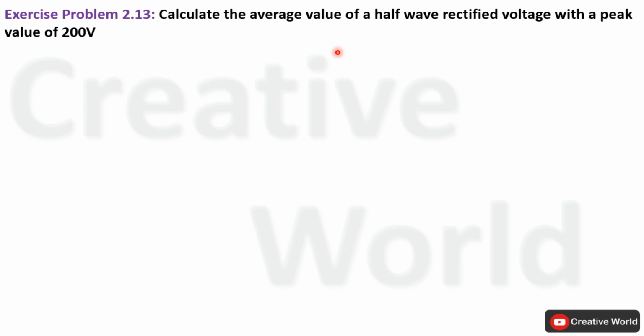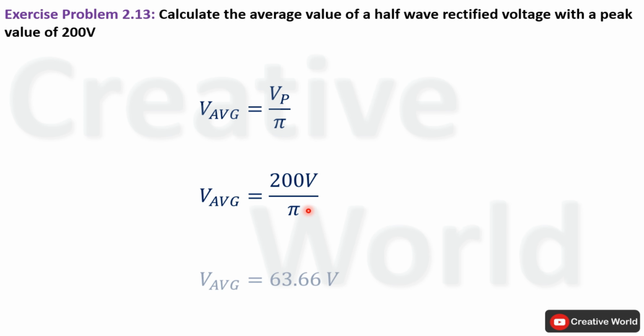We know that in case of a half wave rectifier, average voltage is equal to V peak divided by pi. Now we have to place the value of peak voltage inside this equation. Average voltage will be equal to 200 volt divided by pi. Solve this equation and we will get the average voltage 63.66 volt. So in case of a half wave rectifier having a peak output voltage of 200 volt, we will be getting an average voltage of 63.66 volt.